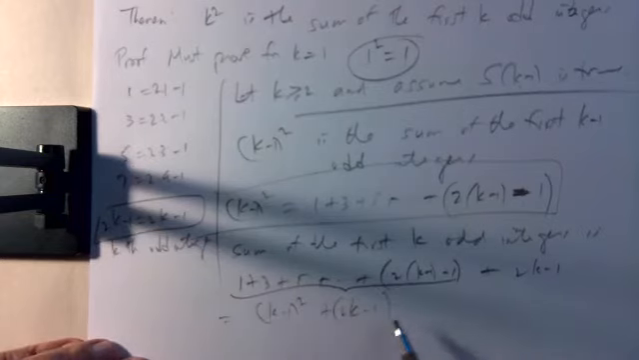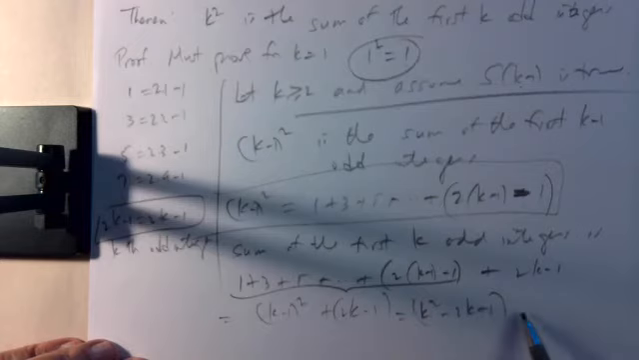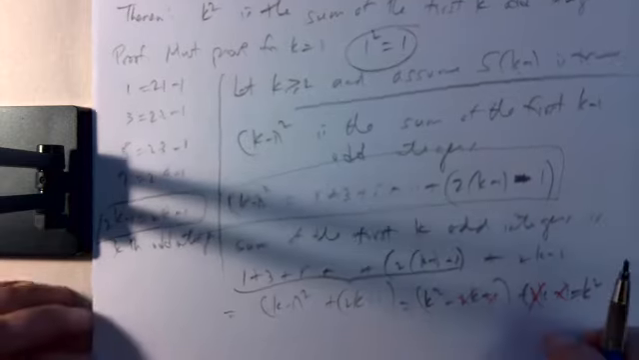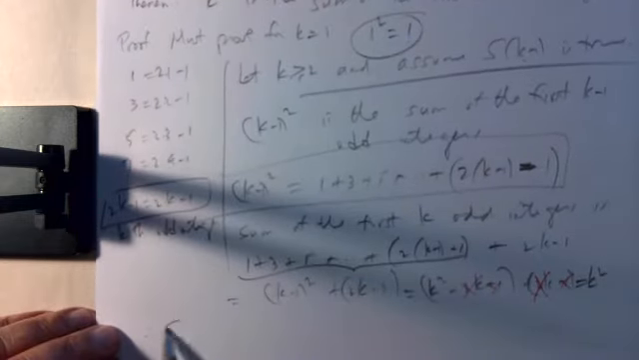What is k minus 1 squared? That's k squared minus 2k plus 1. Plus 2k minus 1. Plus 2k cancels minus 2k. Minus 1 cancels plus 1. We're left with k squared. So S of k is true.